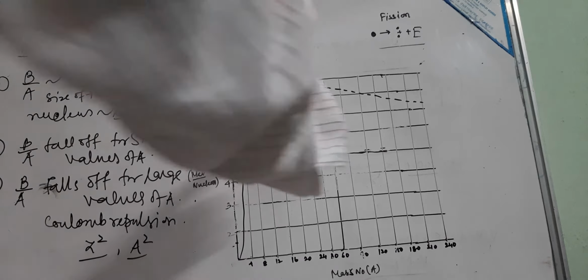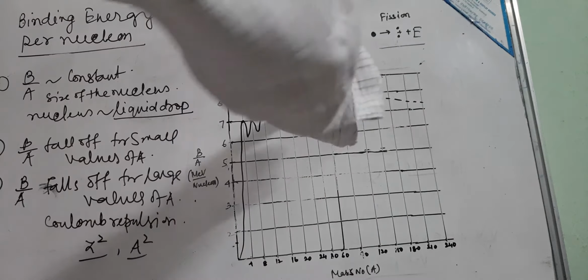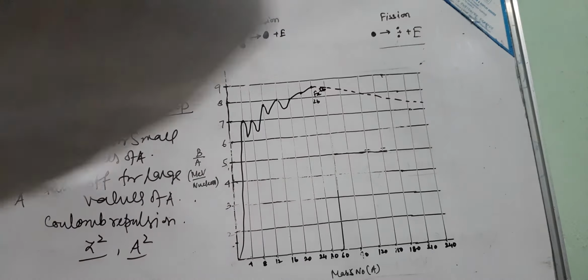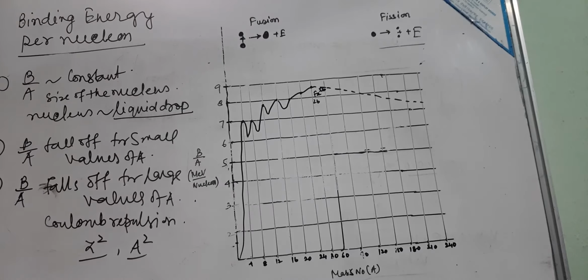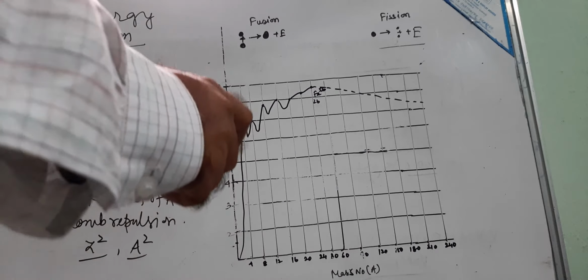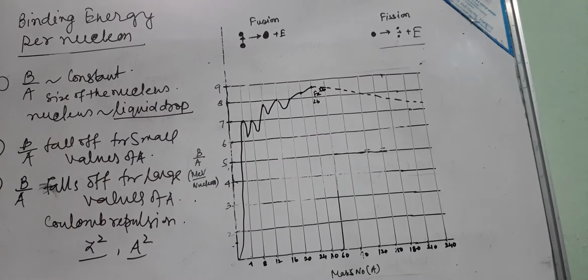So therefore, because of the Coulomb repulsion, this B by A falls for the large values of A. So we are getting two categories: for small values of A, B by A falls off, and for large values of A, B by A also falls off. So there is a stability of the nucleus, where the binding energy per nucleon versus mass number remains constant for certain values of the mass number.